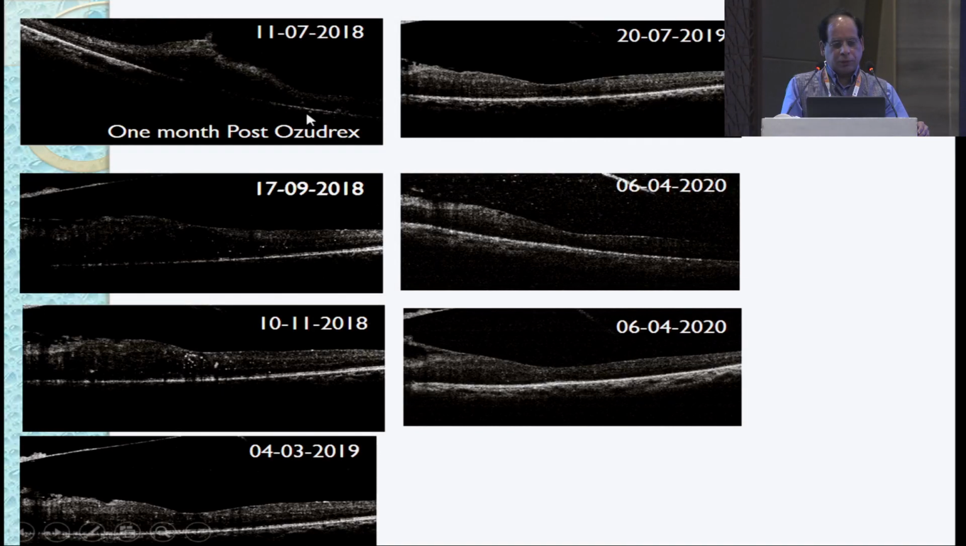In this patient we have given it in June 2018. After 1 month, there was CME after this 1 month post Ozurdex, and gradually, if you see, after about 6 months, her condition was improving because her systemic condition was also improving. There was mild hemorrhage here and there, but still the central fovea is good, and she was maintaining good 6/18, 6/12 vision.